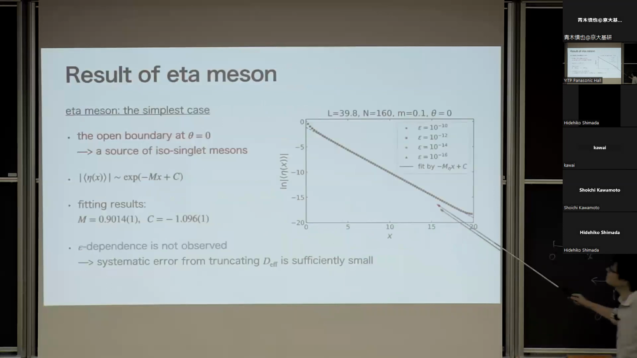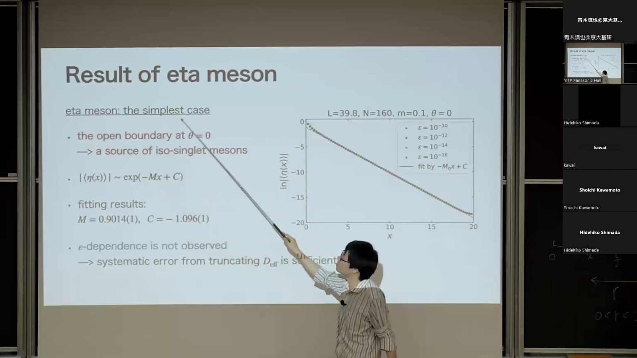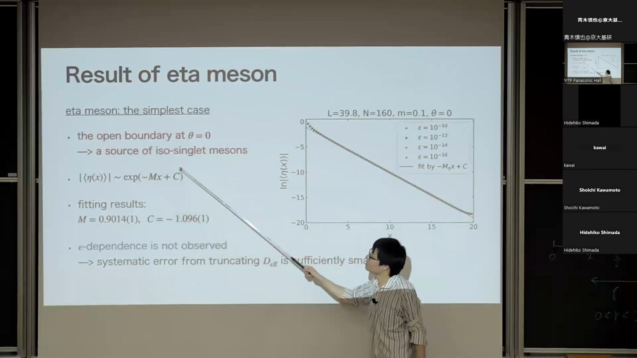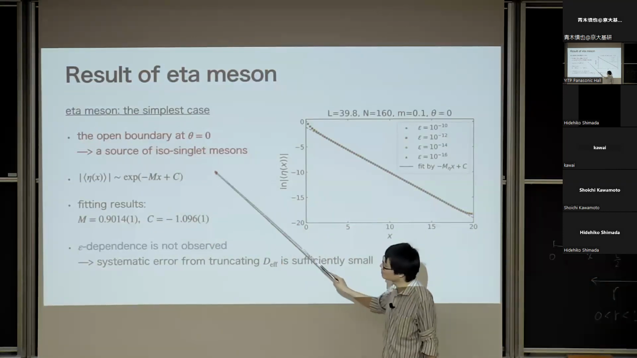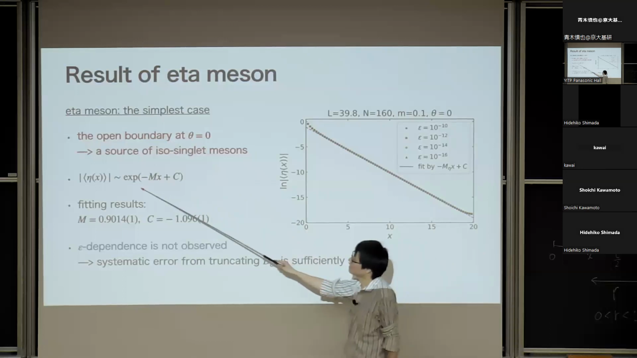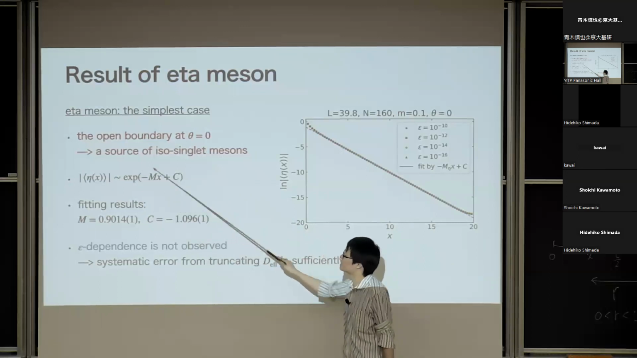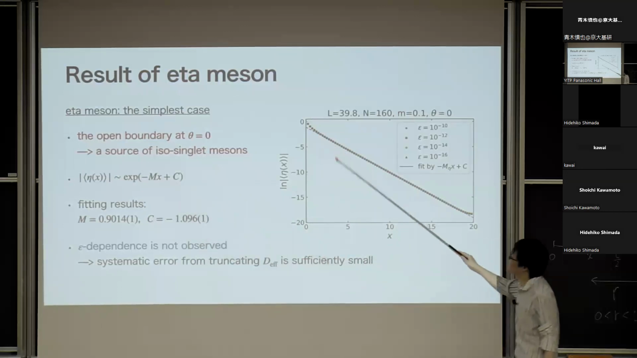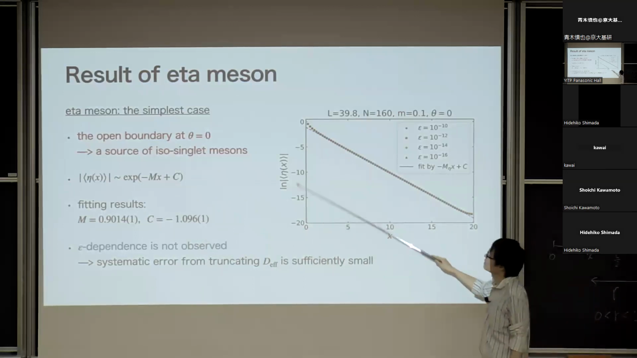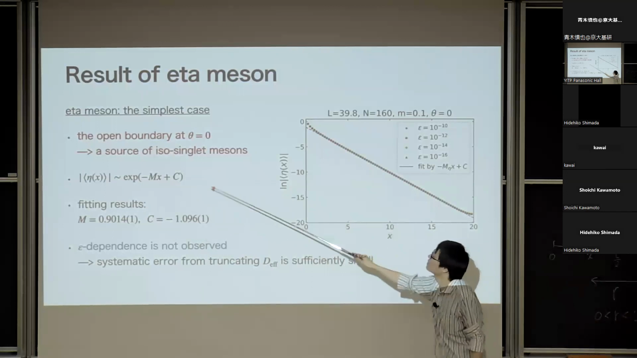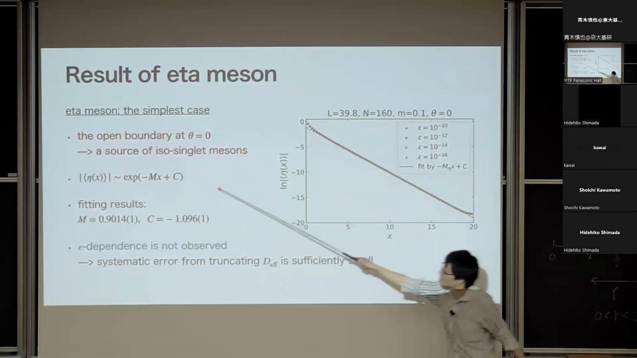Let me show an example. The first one is eta meson. It is actually the most simple case. In this case, the open boundary at theta equals 0 can be a source of the isosinglet meson. And the one-point function of eta behaves as exponential of minus m x. So this is a plot. The horizontal axis is the distance from the boundary x, and the vertical axis is the log of eta. You can see that it's linear, which means it's an exponential behavior.